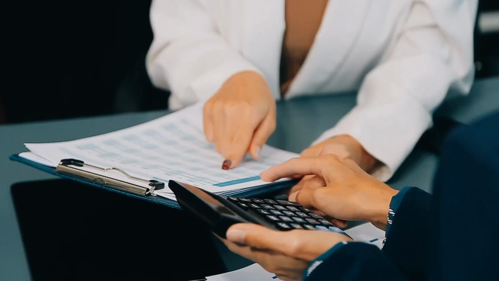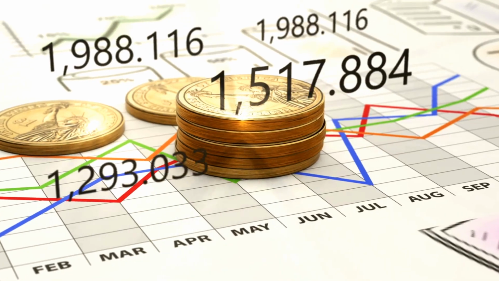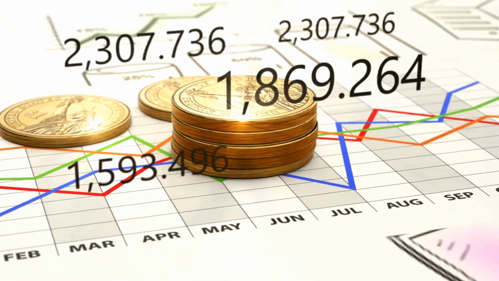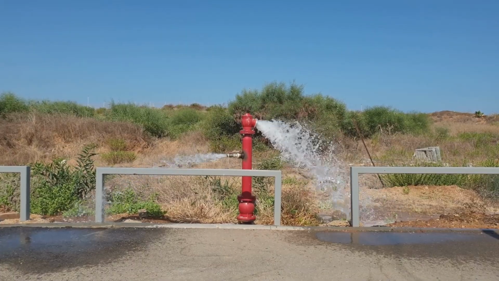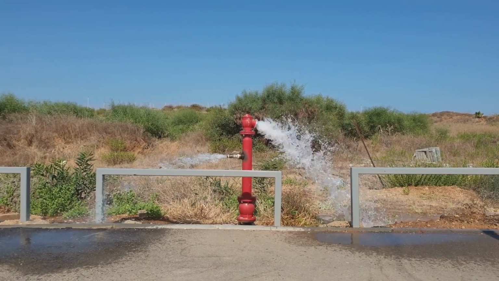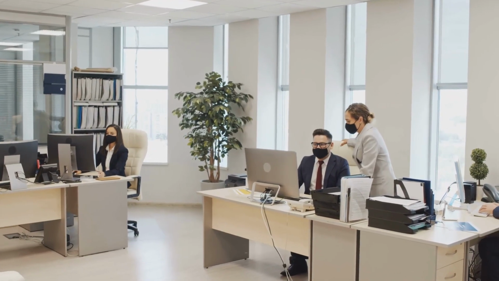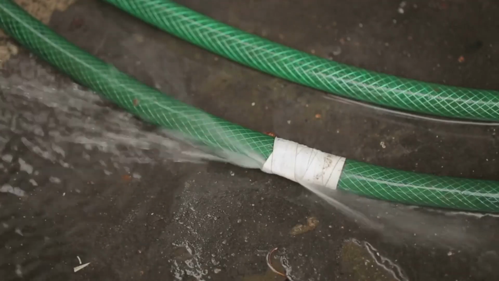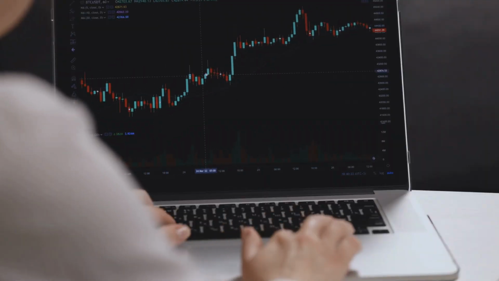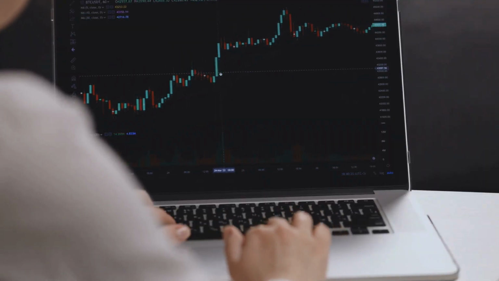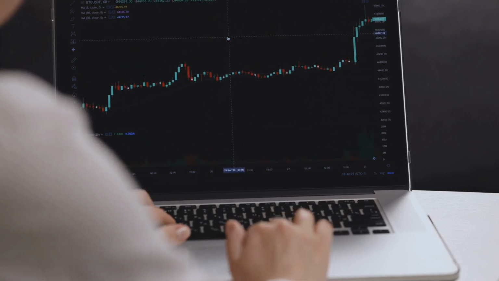Alright, let's talk about free cash flow, or FCF for short. This is the lifeblood of dividends, the fuel that keeps those dividend payments coming. Imagine a company's revenue as a giant fire hydrant with water gushing out. Some of that water goes towards operating expenses like paying employees and keeping the lights on. That's like the water flowing through the hose. Now, whatever water is left over after covering those essential expenses, that's free cash flow, the water that's free to be splashed around, or in our case, paid out as dividends.